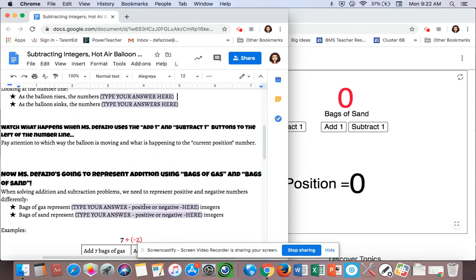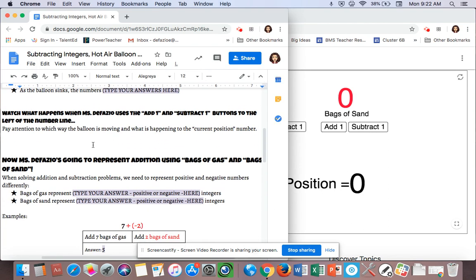Now, if we look down or scroll down where it says, watch what happens when Mr. Fazio uses the add one and subtract one buttons to the left of the number line. So nothing to type here, as you can see. It just says, pay attention to which way the balloon is moving and what's happening to the current position number.